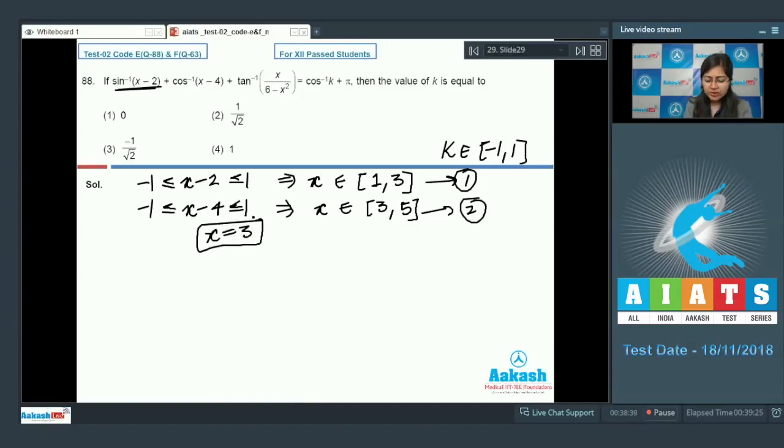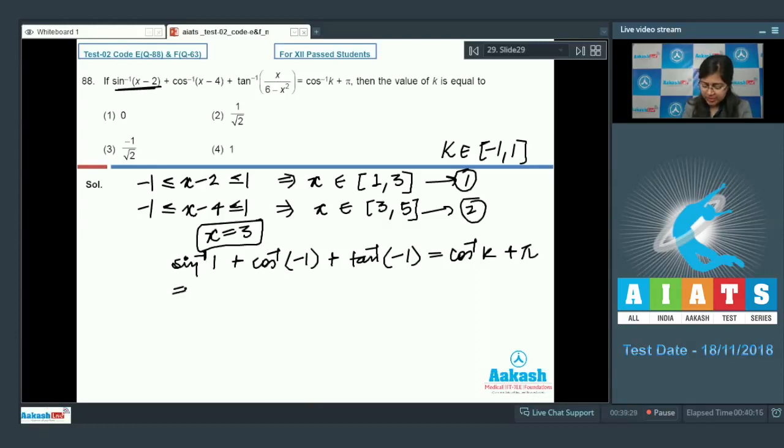So, putting x equal to 3 in the given equation, we get sine inverse of 3 minus 2, that is 1, plus cos inverse of -1 plus tan inverse of 3 upon 6 minus 9, that is -1, is equal to cos inverse k plus pi, right? Now, we know that sine inverse 1 will be pi by 2 and cos inverse -1 will be pi plus tan inverse -1 will be minus pi by 4. So, this is equal to cos inverse k plus pi.